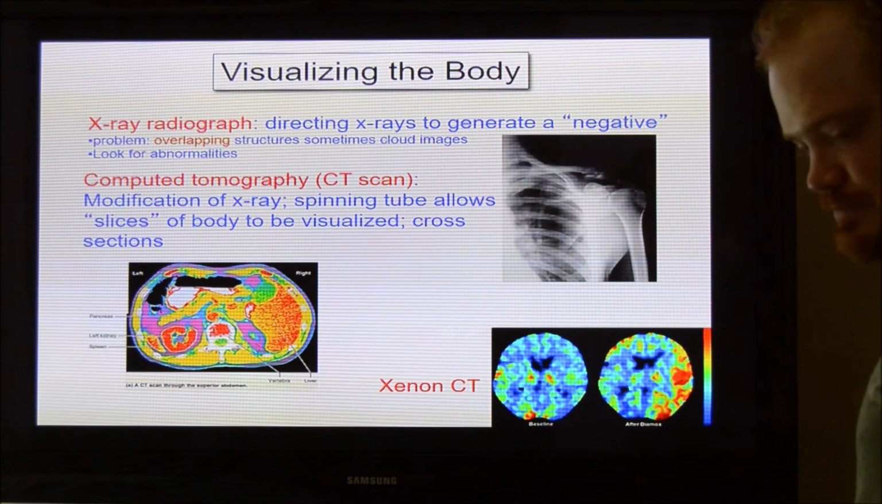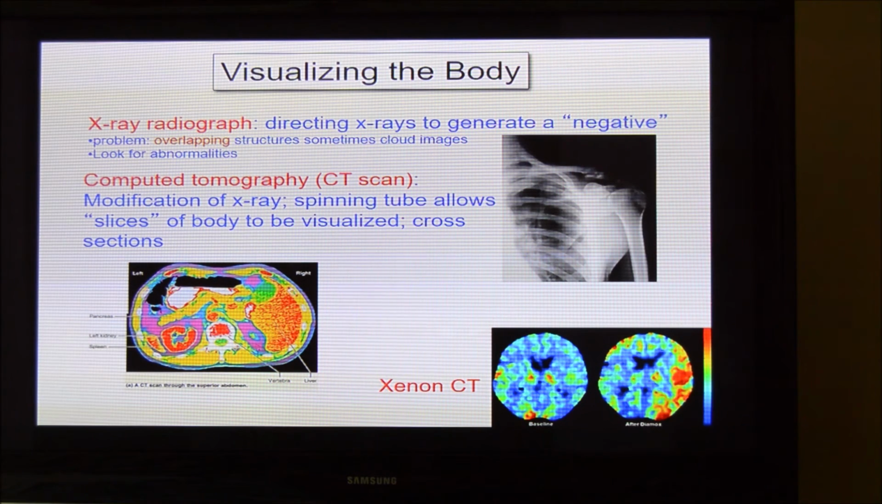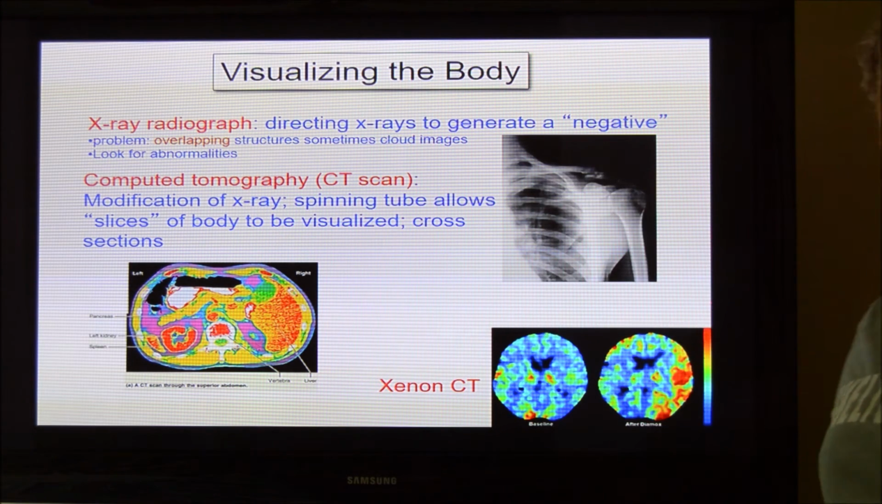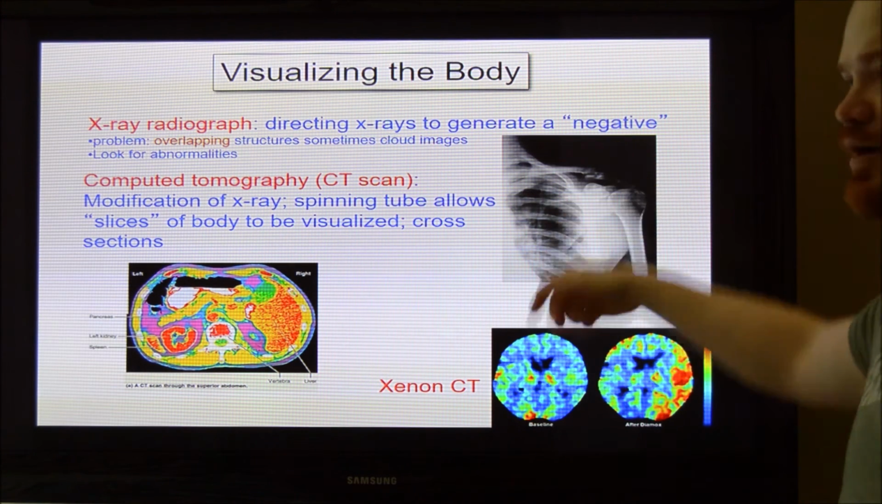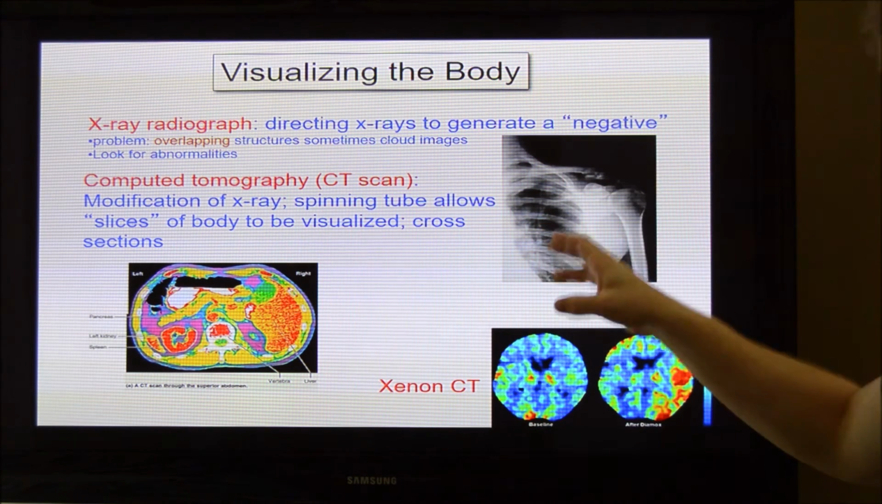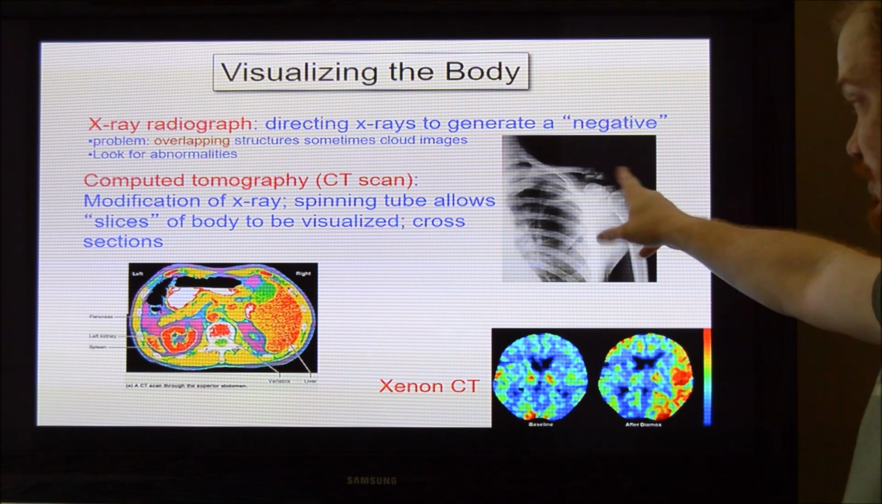Alright, so I'm going to do this quick. X-rays are very simple. X-rays basically allow us to see overlapping hard structures. Like I can see bones pretty well, but I can't tell you what your heart's doing. Okay? X-rays are wonderful, they're fast, but they don't give you a lot of detail. You can basically just see contrast of light and dark.